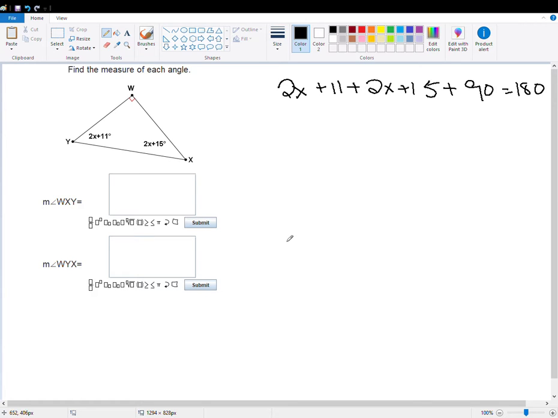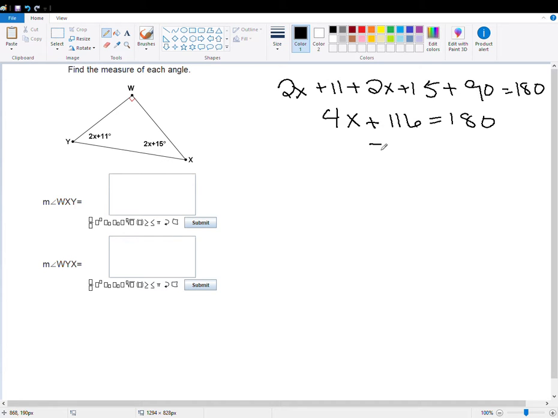So I'm going to combine my like terms. I'm going to start by combining my x terms. I've got 2x and 2x. That's 4x. And then I've got 11 and 15 and 90. And that's 116. So all of that equals 180.